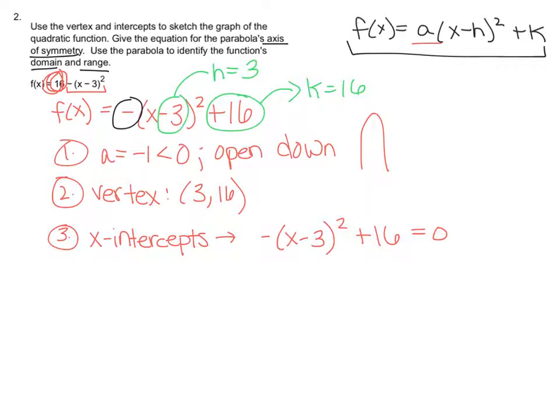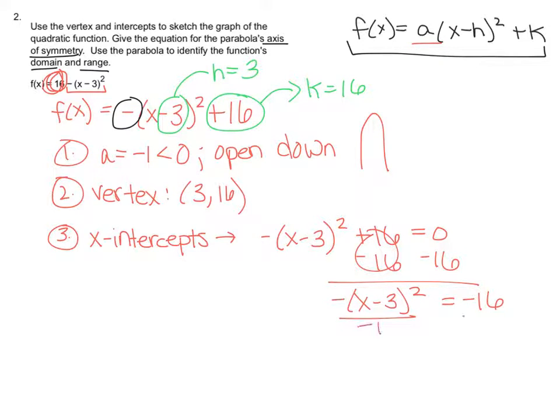Now we'll find the x-intercepts. To find the x-intercepts, set the function equal to 0 and solve for x. So we'll subtract 16 from both sides. I have -(x - 3) squared equals -16. Then we'll divide both sides by -1, and I get (x - 3) squared equals +16.